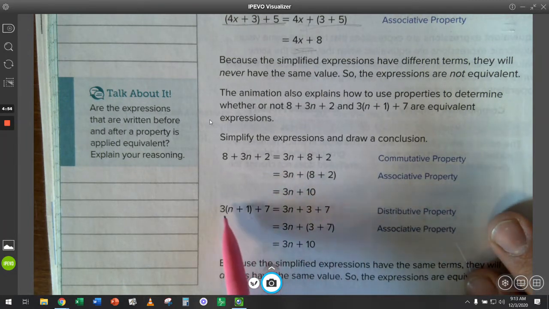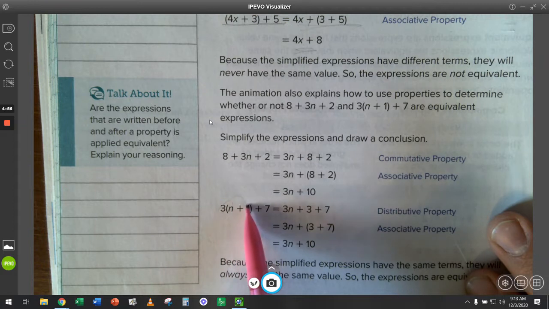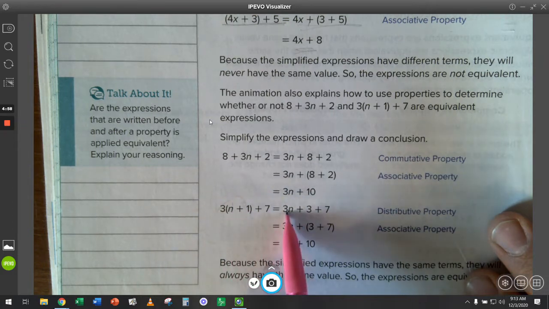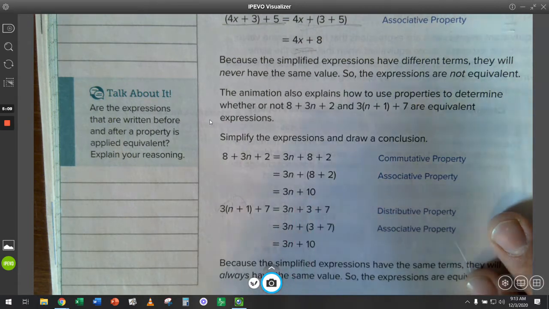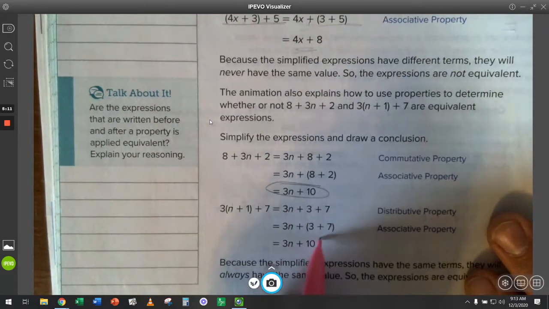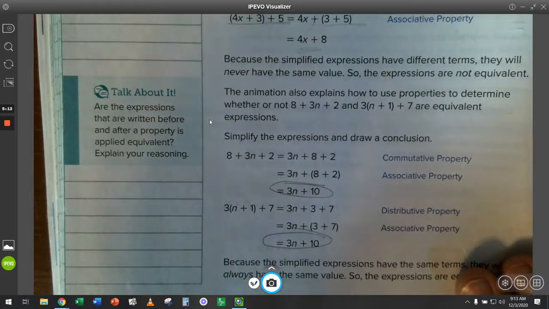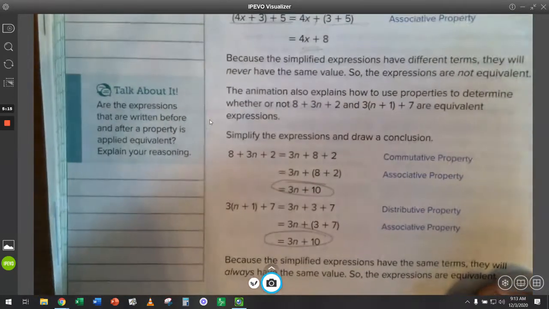Let's try this one now. Distributing the 3 in, 3 times n is 3n. 3 times 1 is 3, and then we still have a 7. Then we use the associative property to add our 3 plus 7 to get 10. So then we can compare 3n plus 10, 3n plus 10. These two expressions are equivalent.